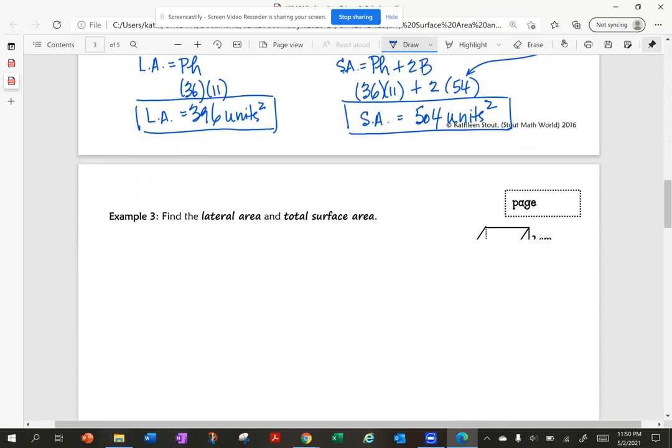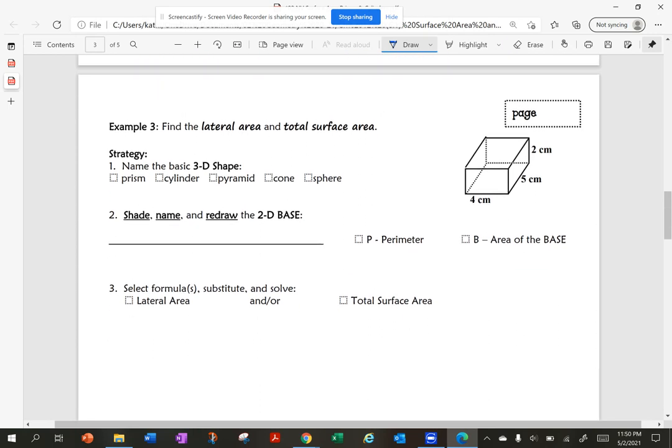Okay, let's try one more. This one I'm going to let you do, and I'm going to have you talk me through it. Okay, so I want to find the lateral area and the total surface area. So I'm going to start by naming my shape. Again, we have a prism. So I can take the top and the bottom, the left and the right, or the front and the back. It doesn't matter. So I'm going to pick the top and the bottom again.